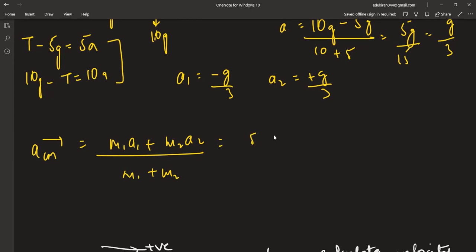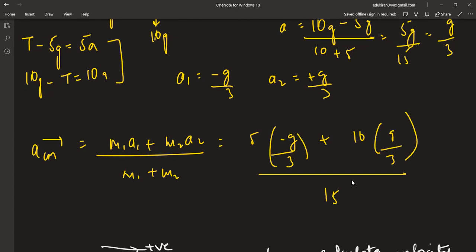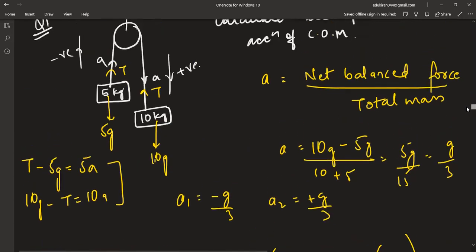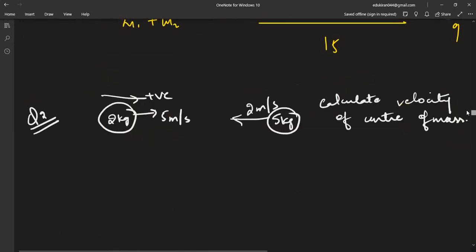m1 a1 plus m2 a2 divided by m1 plus m2. See, one mass is 5, acceleration minus g by 3, plus mass 10, acceleration plus g by 3, divided by total mass 15. So this becomes 10g minus 5g by 3, so here only 5 is left. So g by 9. g by 9 is the answer of acceleration of center of mass. So these are the individual, and this is the cumulative acceleration. Write it down quickly.